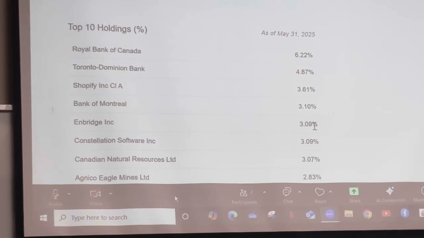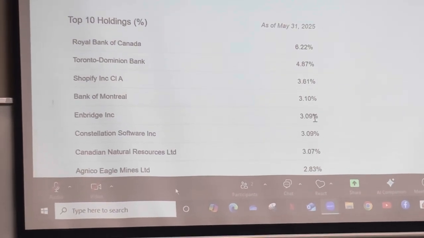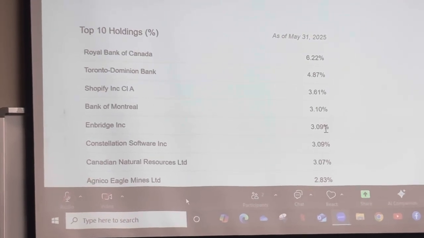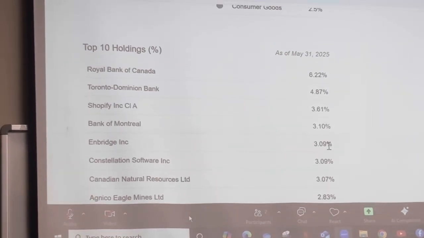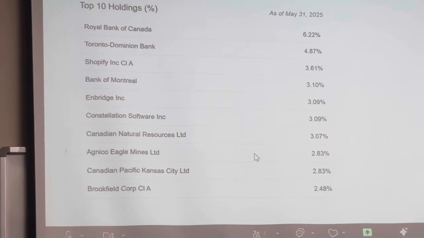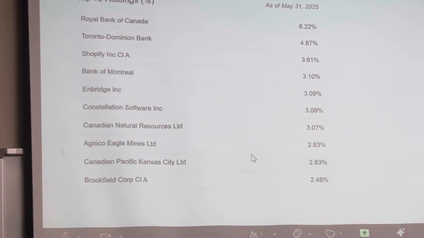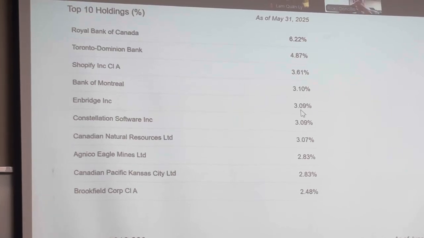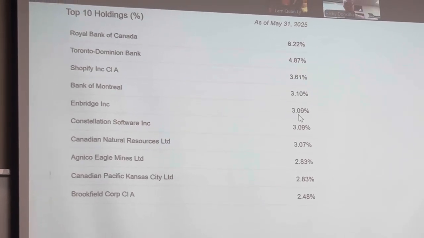Did you see the performance of Enbridge the last 7 months? Not good, right? But it was offset by the banks. See? So that's the top 10 holdings. The top 10 holdings are probably just over 30%. Then the rest are still multiple companies.